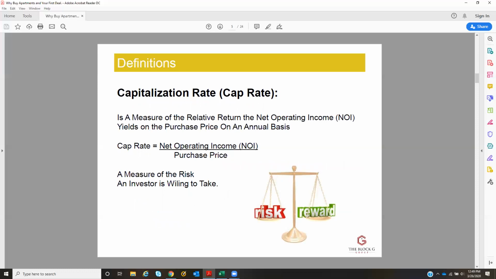We talked about cap rate, or we showed you cap rate. It's called the capitalization rate, right? It's really a measure of the relative return on the net income yields on the purchase price on an annual basis. Basically the return on the investment. So cap rate equals the net operating income, which we just calculated on the previous screen, divided by your purchase price. And basically this symbolizes a risk and reward to the property, right? It's a measure of risk an investor is willing to take.